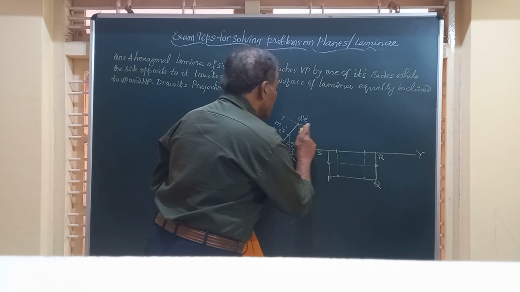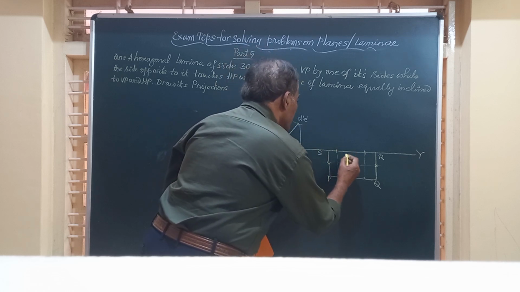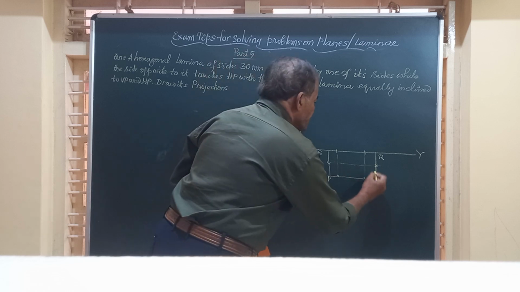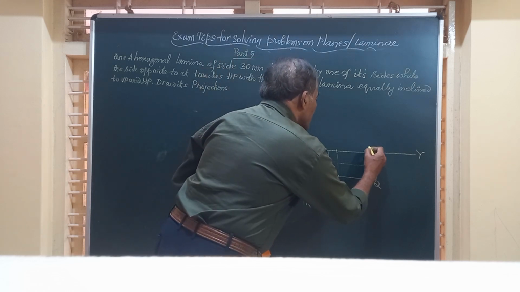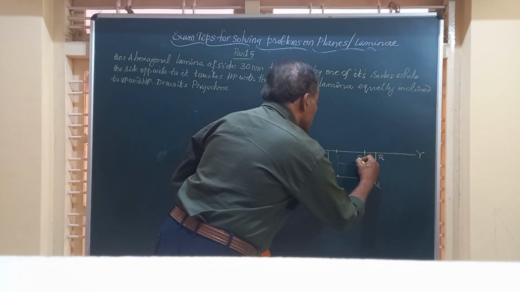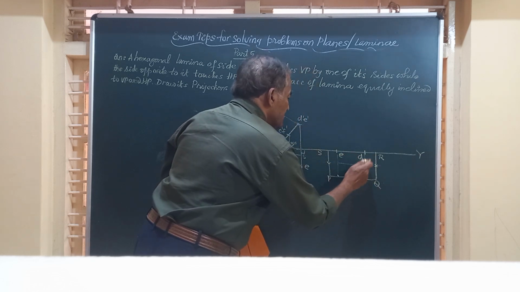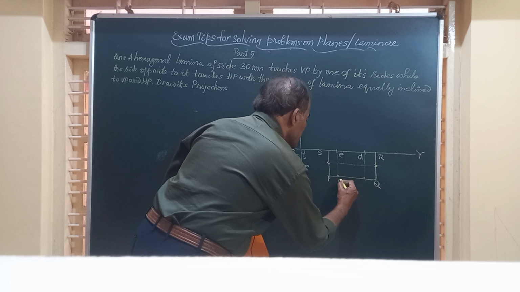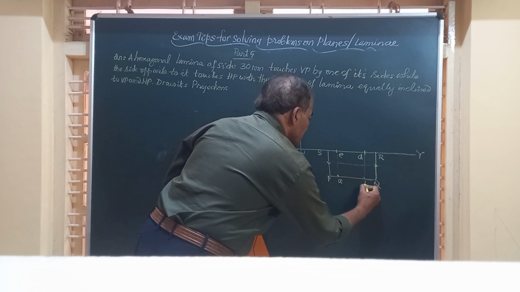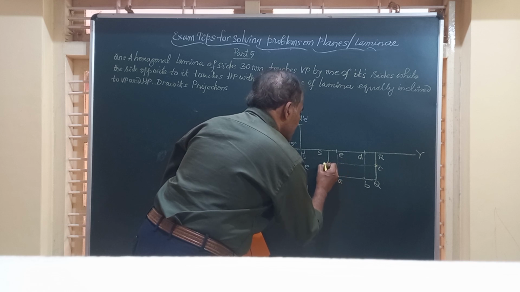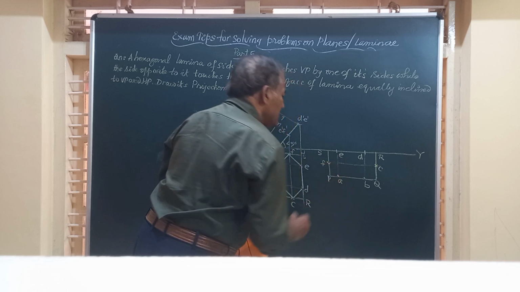And before that, let me complete this. The DE should be here. So DE, near to R is D. So this is D I will call, and this is going to be E, A, B, C, D. A, B, C exactly in between, and this point is F, A, B, C, D, E, F.